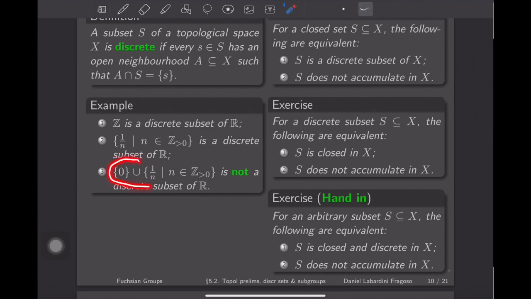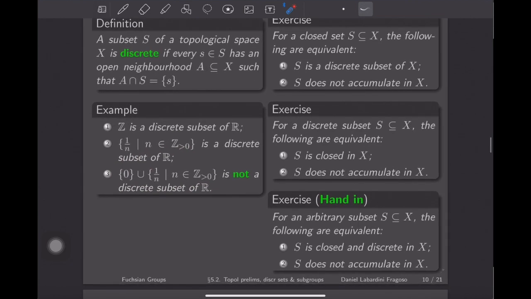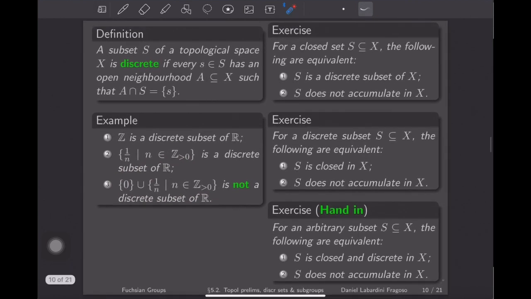And of course, if I attach 0, then this set is not discrete, right? Because then it accumulates in itself, at this point. So one has to be a bit wary when talking about discrete sets, because one usually thinks that something is discrete, so it doesn't accumulate. But the point is that it doesn't accumulate in itself. That's what one always has to remember.